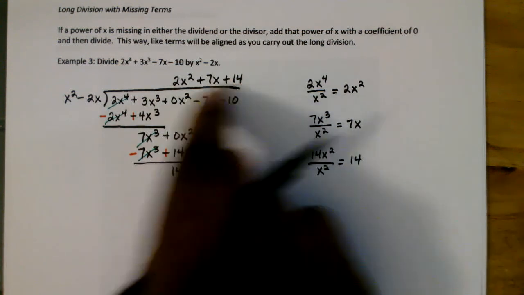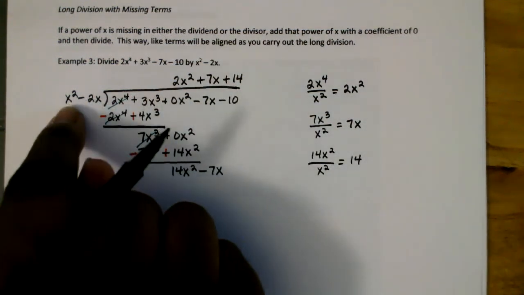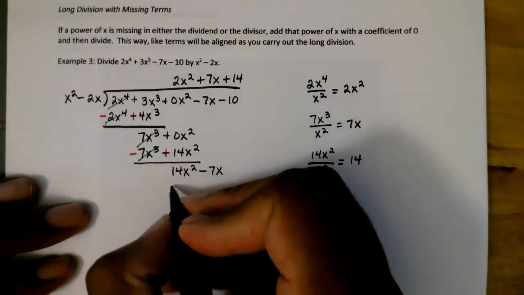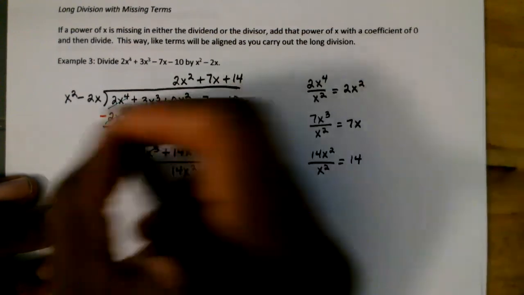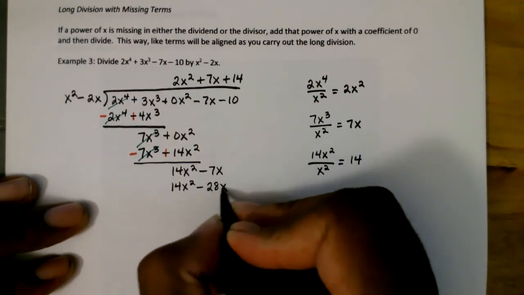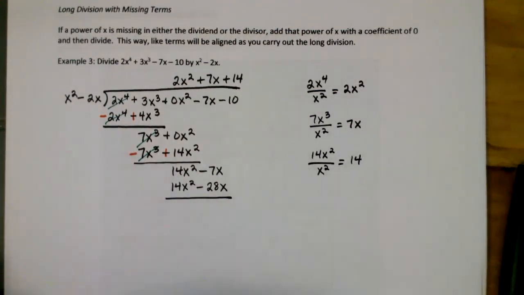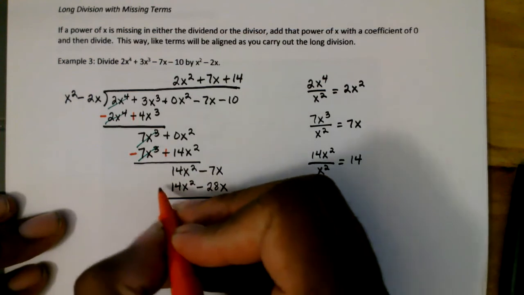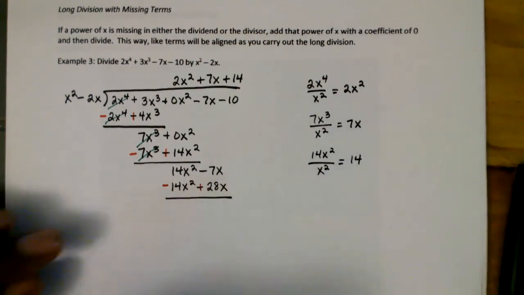And I multiply that 14 times whatever my divisor is. 14 times x squared is 14x squared. And then 14 times minus 2x will be minus 28x. And then we subtract by changing the sign to the opposite. So that 14x squared becomes negative, minus 28x becomes plus.